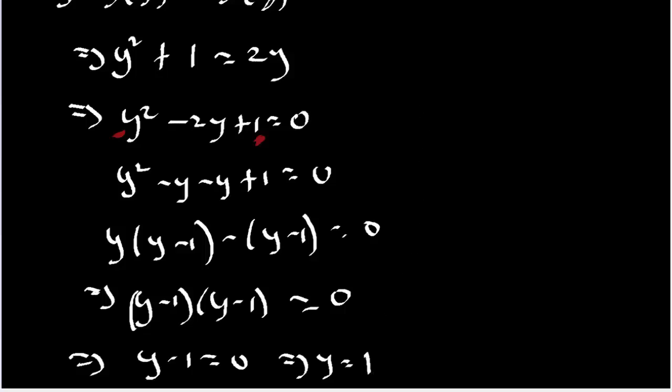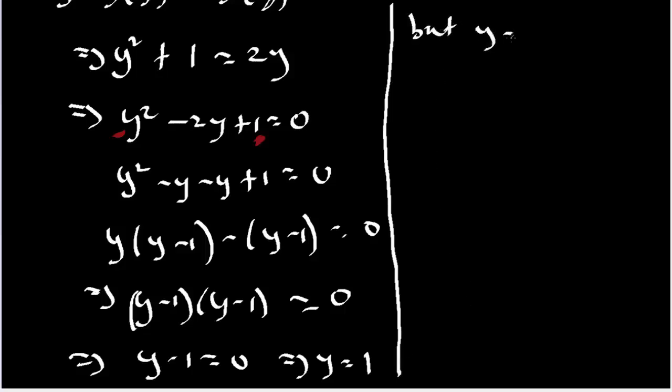But what are we looking for? We are looking for x and not y. So we use our y to find x, but y is equal to 2^x. But now we know that y is 1. That means 1 is equal to 2 exponent x.